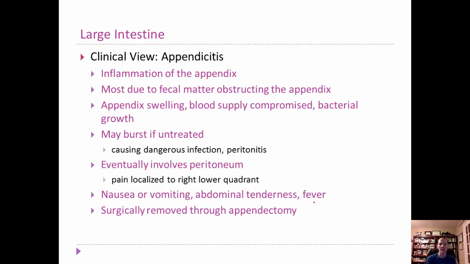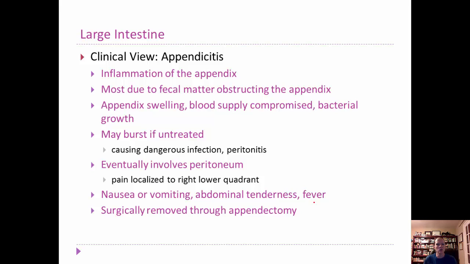All right, so as far as appendicitis, the name tells you exactly what it is, the inflammation of the appendix. And a lot of times it can be because you have fecal matter that's obstructing the appendix. Eventually that appendix, of course, since it's inflamed, it swells up. There's no blood supply getting to it. The bacteria start to overgrow. And if it's not treated, then it can rupture. And that is extremely dangerous because that can cause peritonitis, which is going to be inflammation of that peritoneal cavity.